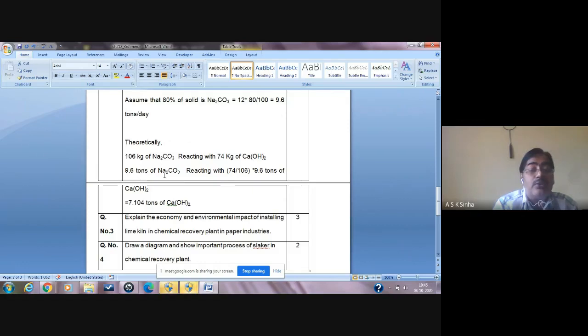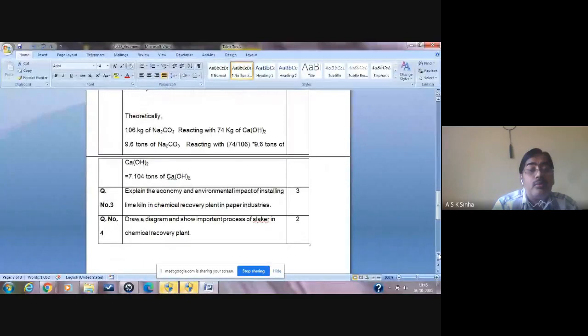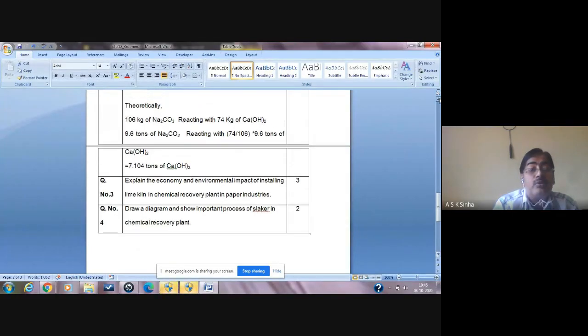So 9.6 tons of sodium carbonate will be reacting with 74 upon 106 multiplied by 9.6 tons of the calcium hydroxide. So for calcium hydroxide, finally we are getting the amount near to 7.1 tons per day. Right? So how much quantity of the calcium hydroxide is required? It's 7.14 tons, which will be reacting with the 9.6 tons of the sodium carbonate. Right, so this is the final answer. We have got the answer here. That means how much quantity is required here.